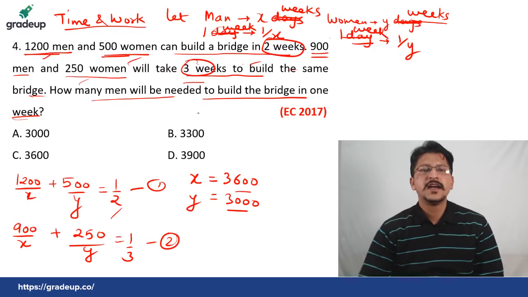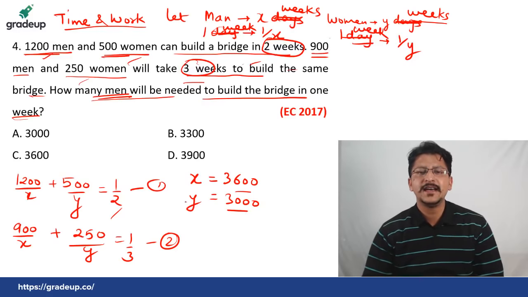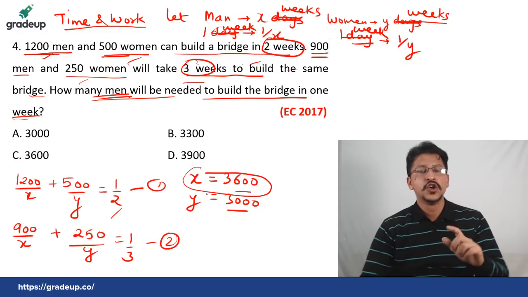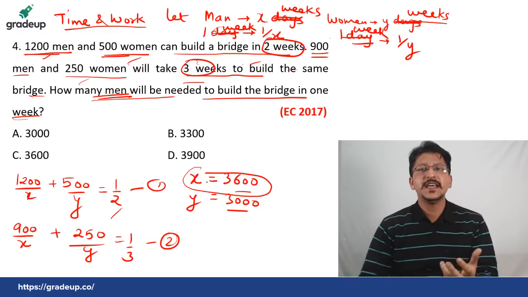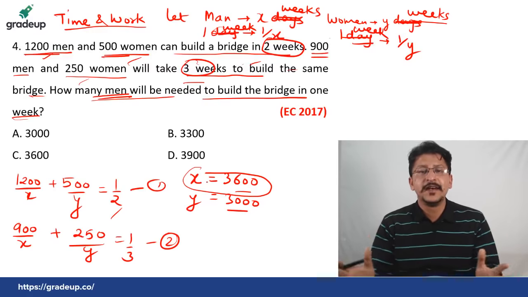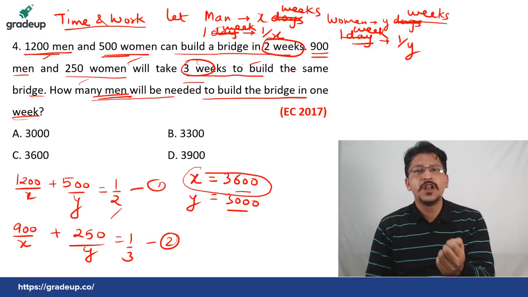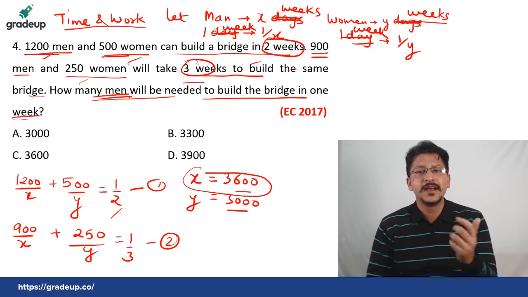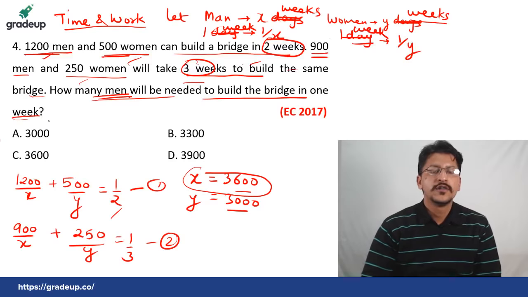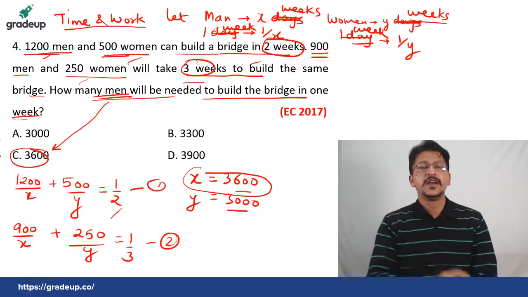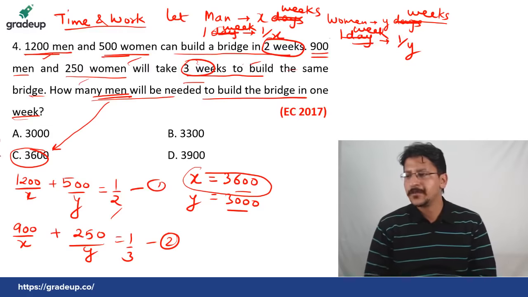And it is asking how many men will be needed. This gives you that a single man takes 3600 weeks to build that bridge. So if we increase the number of workers by 3600 times, then the bridge will be built in 1 week. So the total number of men required to build the bridge in 1 week will be 3600.